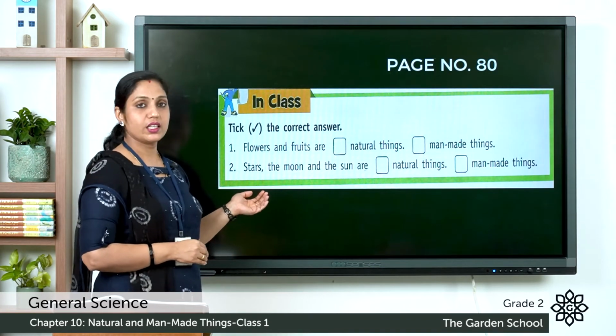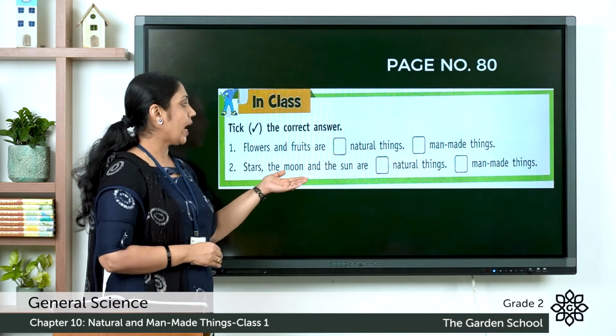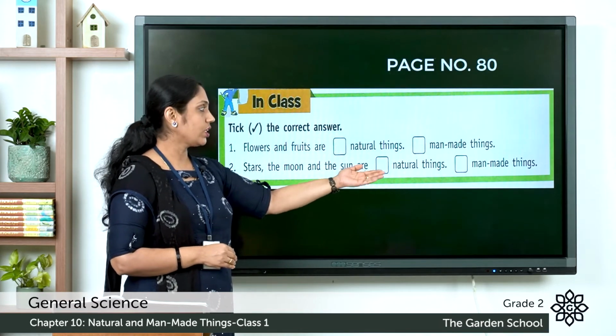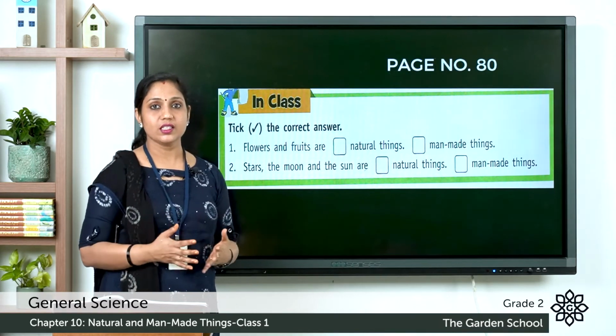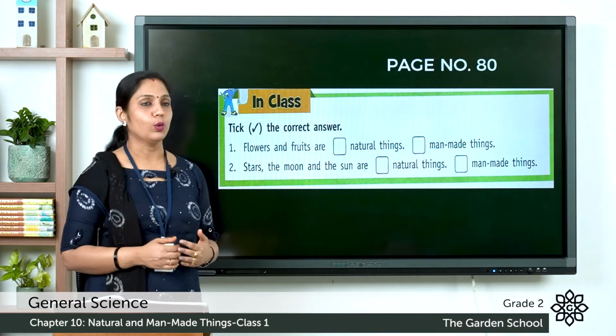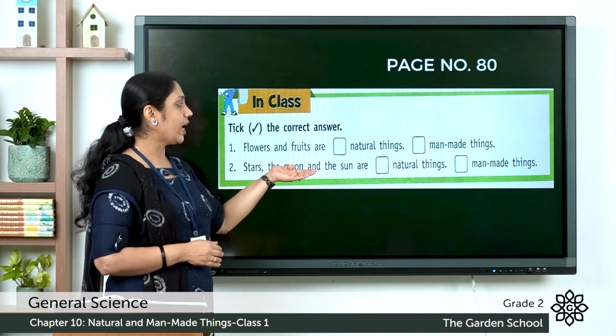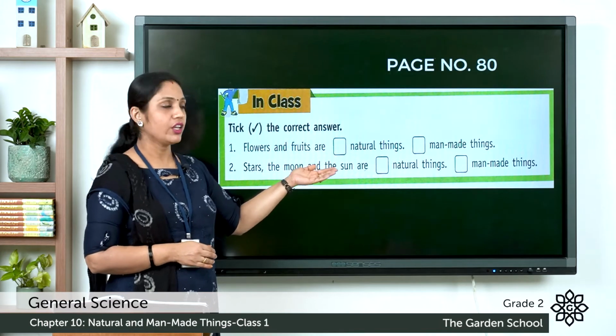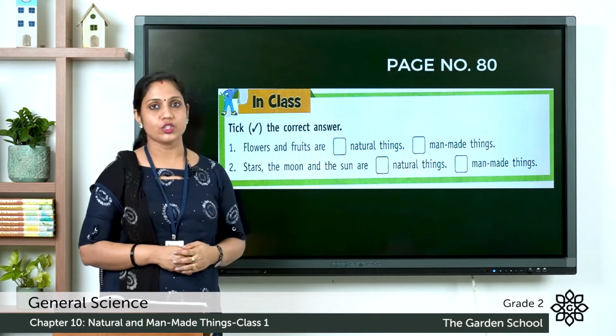And the second question, stars, the moon and the sun are natural things, man-made things. Are these things made by man? No. So the stars, the moon and the sun are natural things. Here also you can tick near the option natural things.